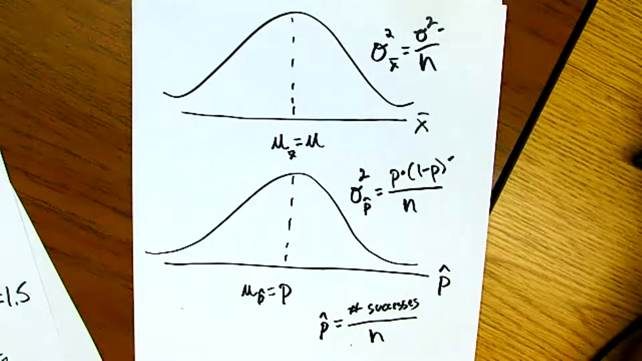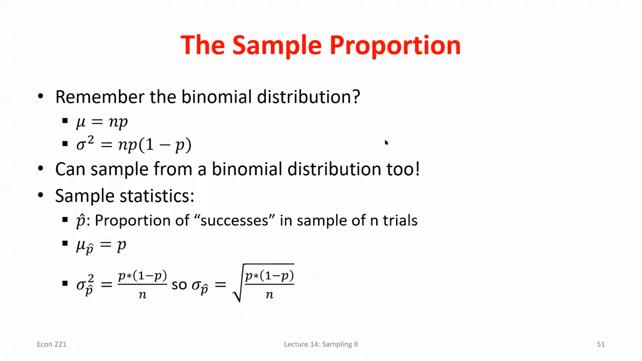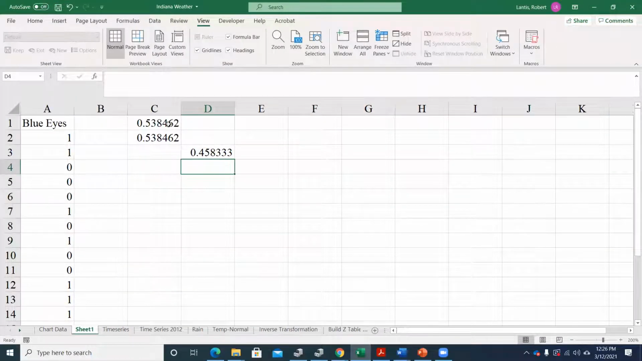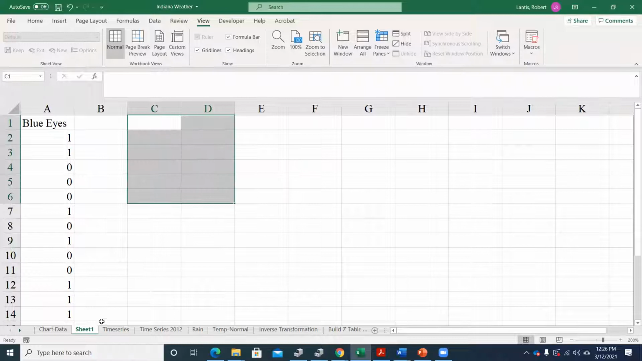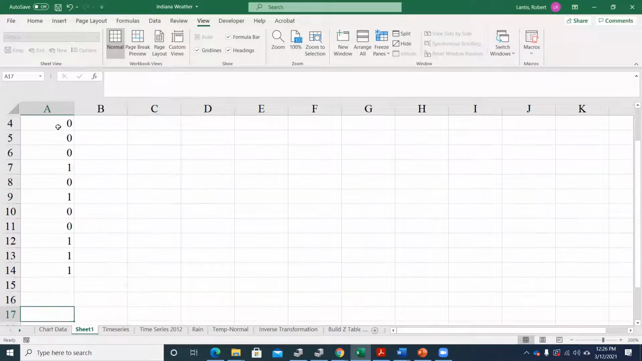The reason why all this holds for sample proportions as well is because sample proportions are really just a unique type of sample mean. So let me show you in Excel what this would look like. If I started a new worksheet and said, let's say I had a small data set with whether or not someone had blue eyes or whether they didn't, so just a 1 or a 0.